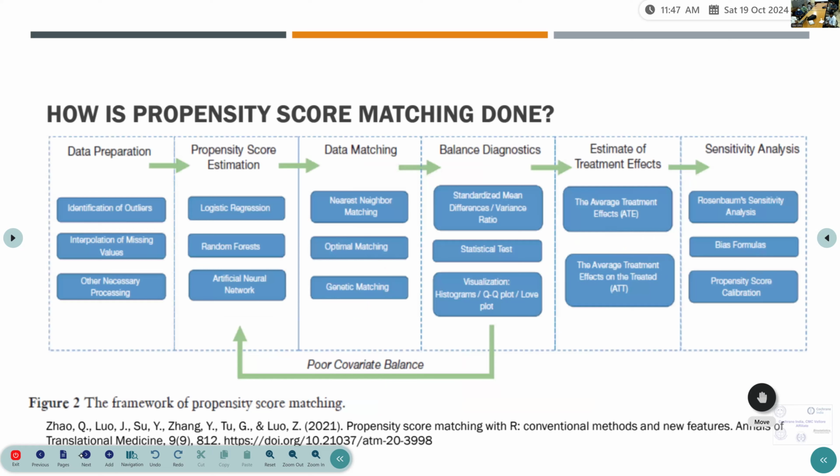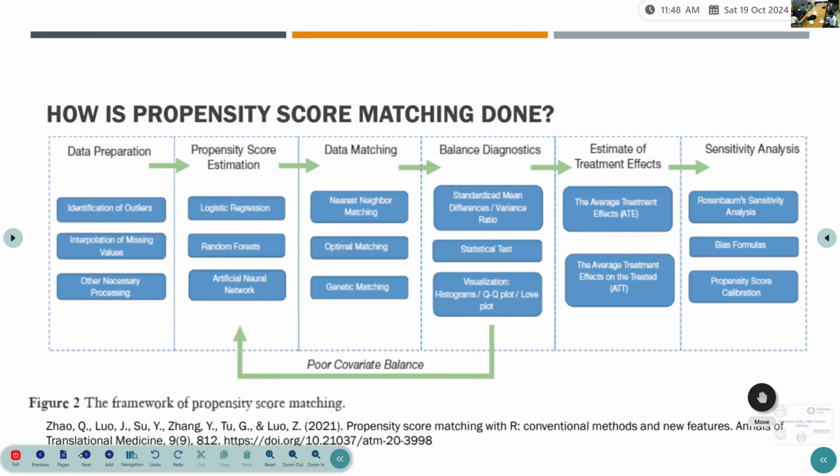Now, just an overview on how propensity score matching is done. After selecting the covariates, the data has to be prepared, outliers are identified, and any missing data has to be interpolated. Then propensity score estimation is done. In our study, they use logistic regression. Other methods are random forest and artificial neural network. After estimation of the propensity score, we do data matching.